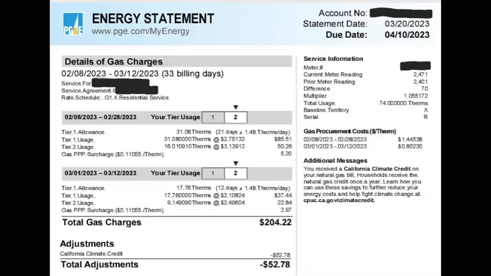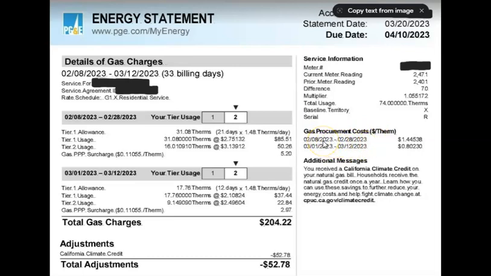So a lot of times people say, well, how do I read this? This is very confusing, and I get it. Therms are how the natural gas is measured. That's the unit that they use to measure the natural gas. And if you look right here, you can see 74 therms were used, and right below it shows you the cost per therm for the different dates that they're billing you for.